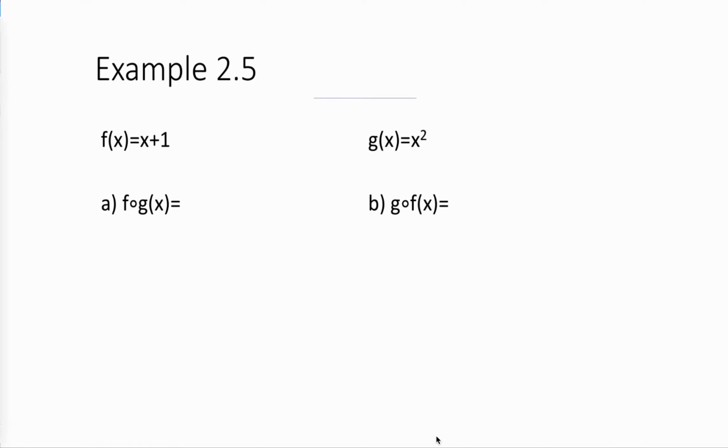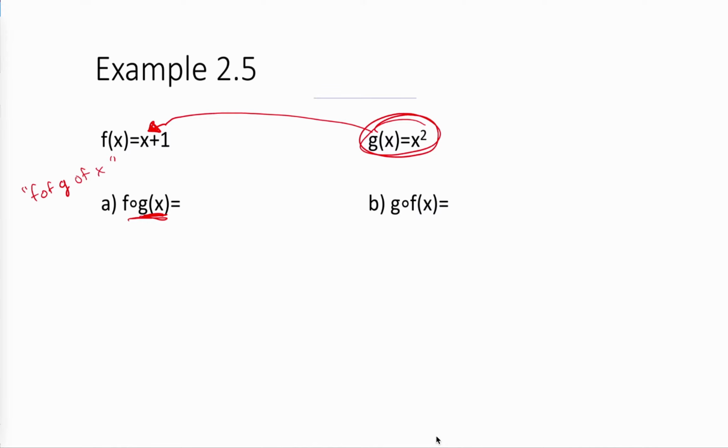So if, for example, f of x equals x plus 1 and g of x equals x squared, we have f of g of x. That's what this is. This is f of g of x. And so we work from the inside out. What it's telling us is to take g of x and plug that into f of x.